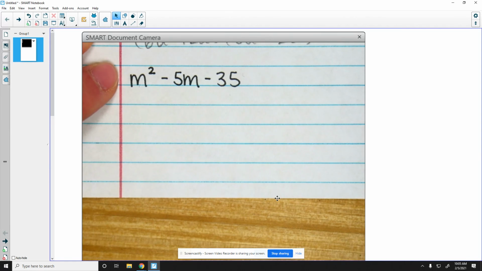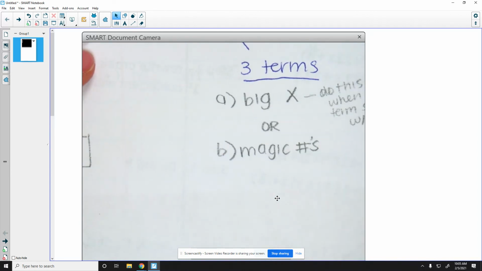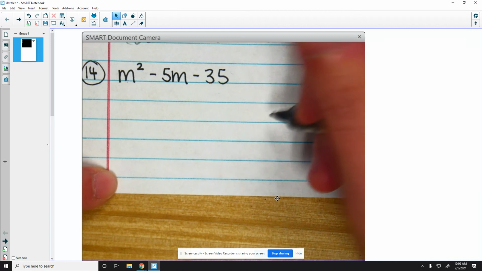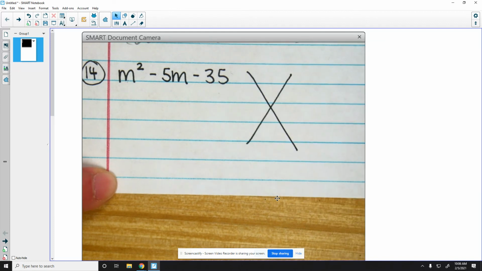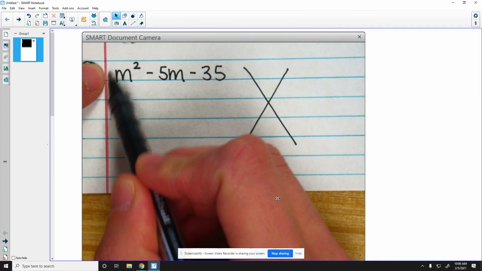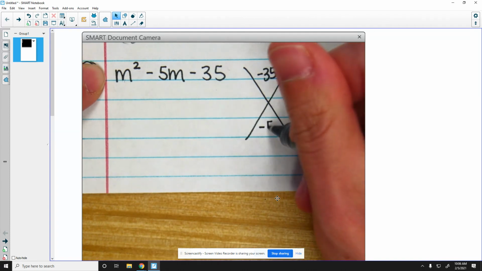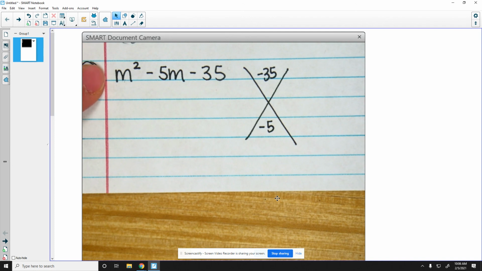Okay. So 3 terms, we said if I have 3 terms, I do big X or magic numbers. And then Grayson said, just go to big X. So Grayson, why am I going to big X? Because it doesn't have a number in front. Yeah, there's no number here to multiply, right? Okay, so negative 35 is on top, negative 5 is on the bottom. Go. What are the 2 numbers?